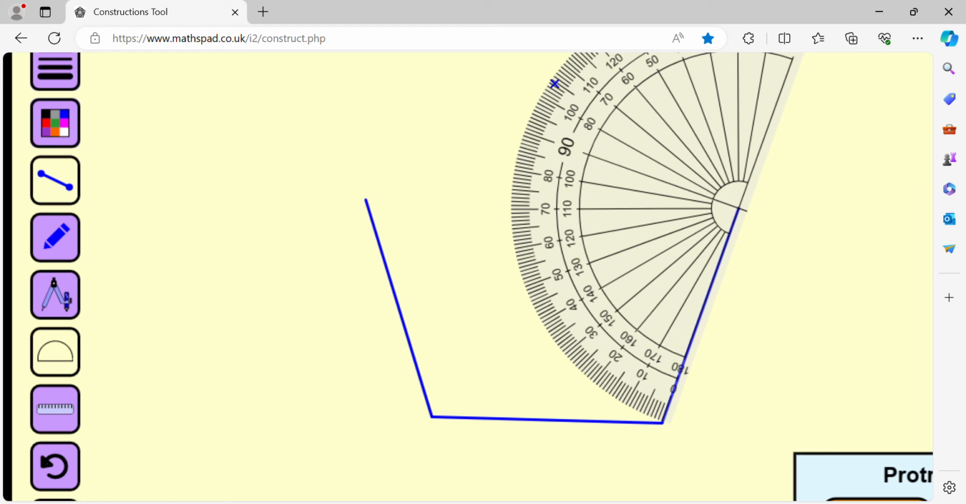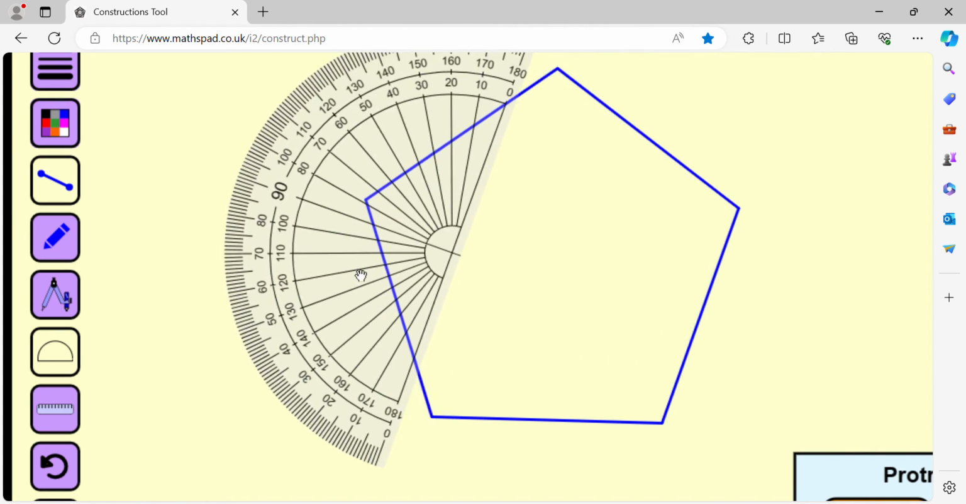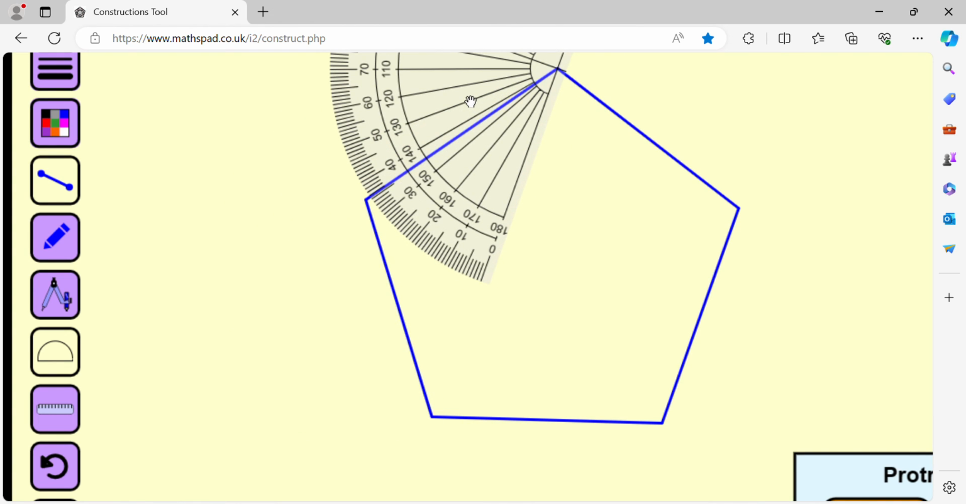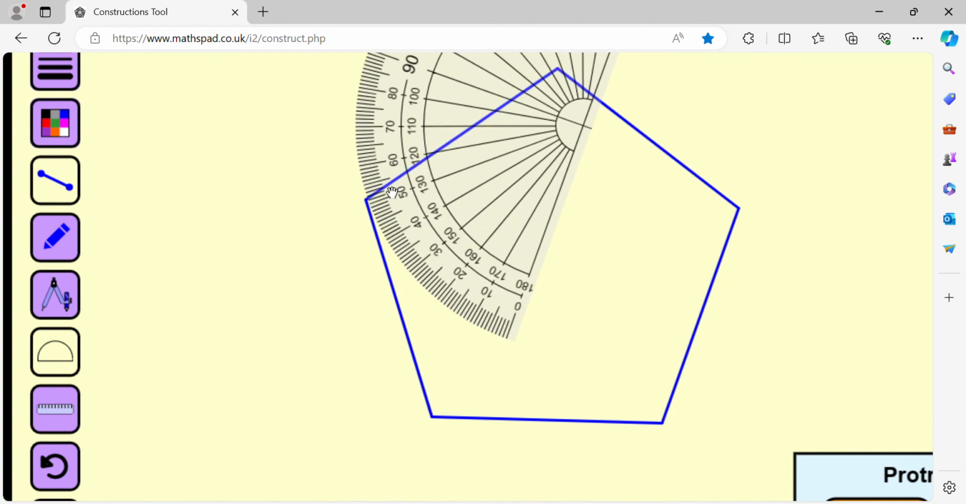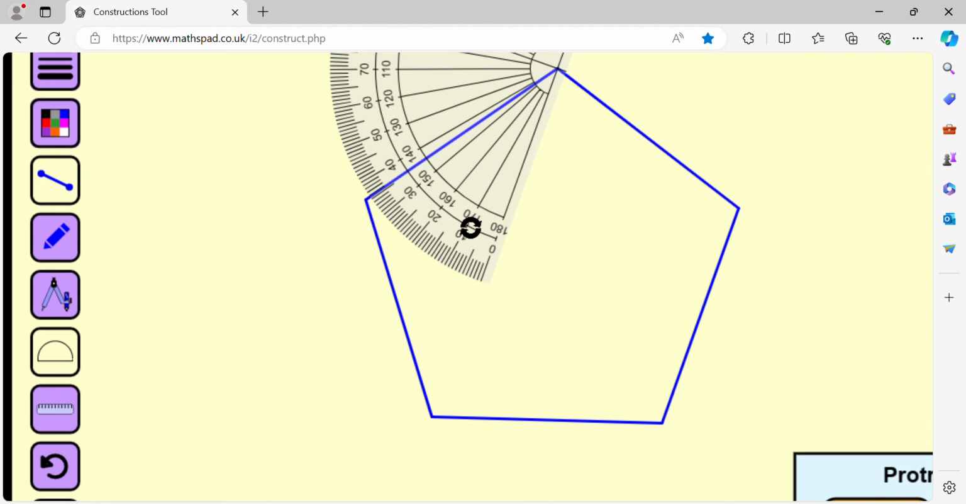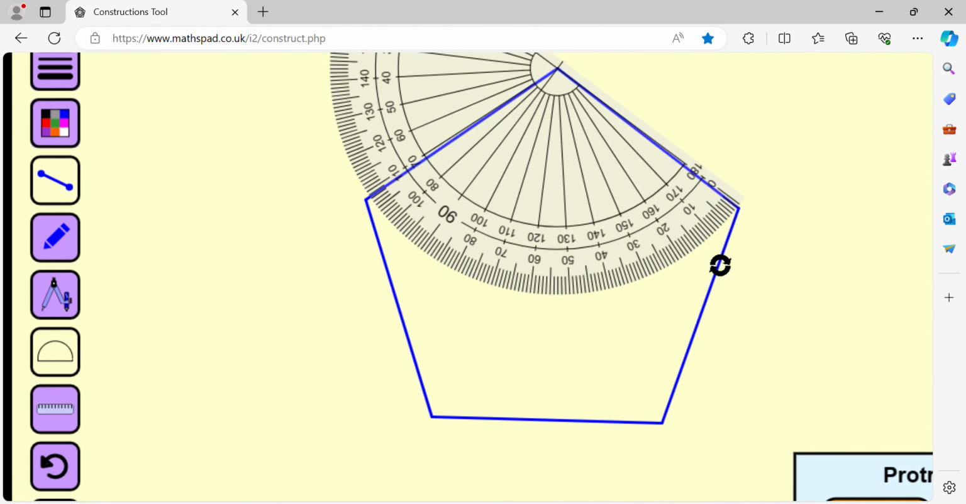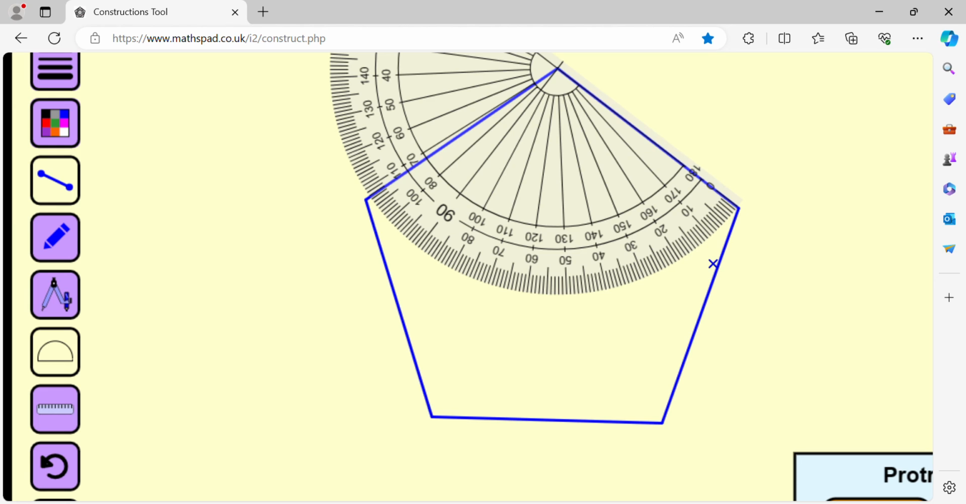Lastly, we join the end point and we get a regular pentagon. For our confirmation, we can check that the last angle that we have drawn measures 108 degrees as well.